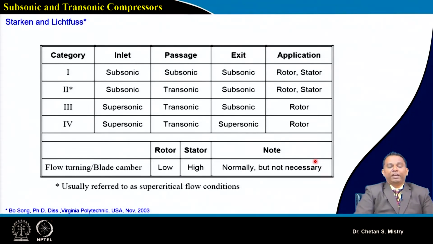Categorically, people have defined categories 1, 2, 3 and 4, based on whether the entry condition is subsonic or supersonic. This is category 1, mainly for rotor as well as stator, where we can go with a subsonic kind of configuration. Category 2 is for supercritical flow conditions, where the entry condition is subsonic, the passage is transonic and the exit is subsonic.